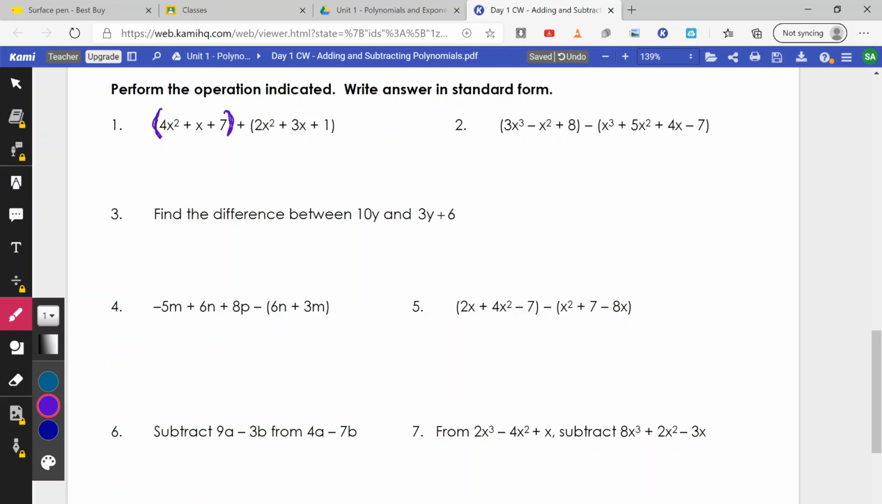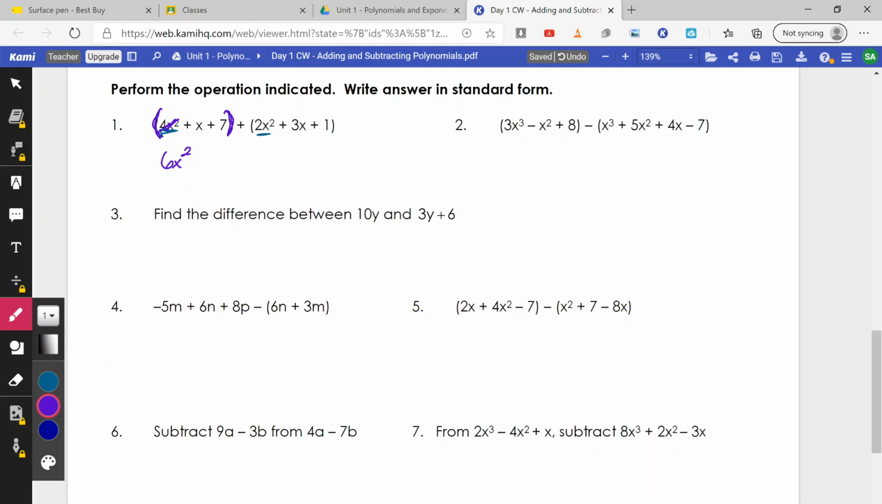The only way we can do this is by combining the like terms. So I have to have the same variable with the same exponent in order to add and subtract. So how do we do this? Adding is pretty easy. We just look at what's the same. So we have 4x squared, and then we have a 2x squared in the other one. So 4x squared plus 2x squared, 4 plus 2 gives me 6x squared. So I took care of the x squareds.